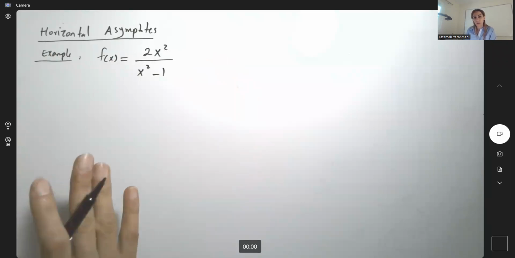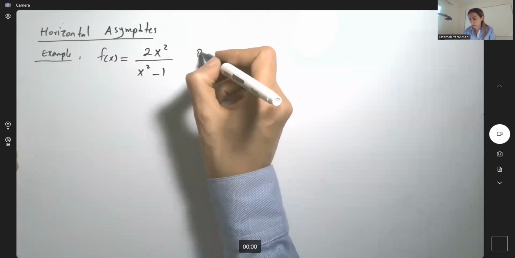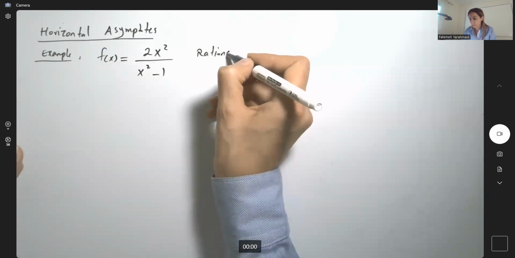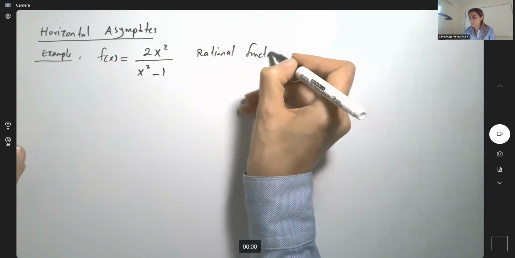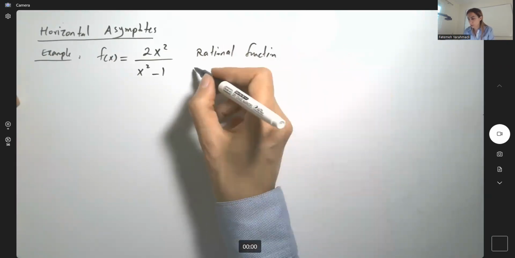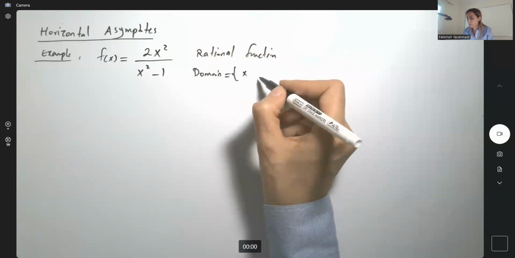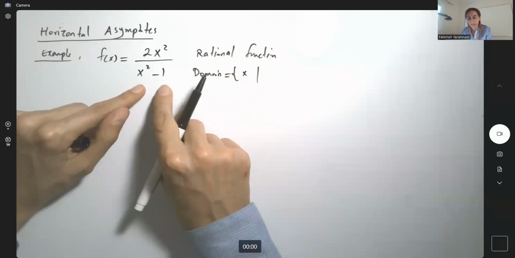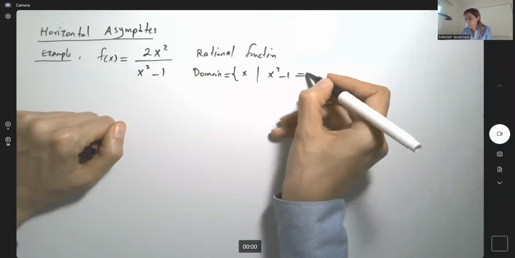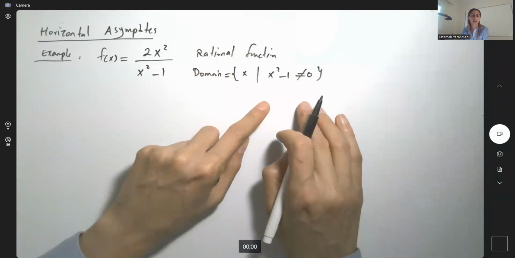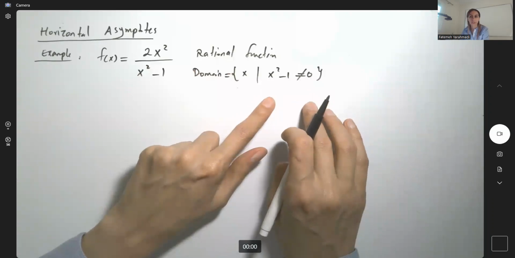So first of all, when you see a rational function, you need to find the domain of that function. The domain, as you remember, is equal to the set of all real numbers such that the denominator is not 0. x squared minus 1 is not 0. This is not enough. Guys, you need to solve this for me.